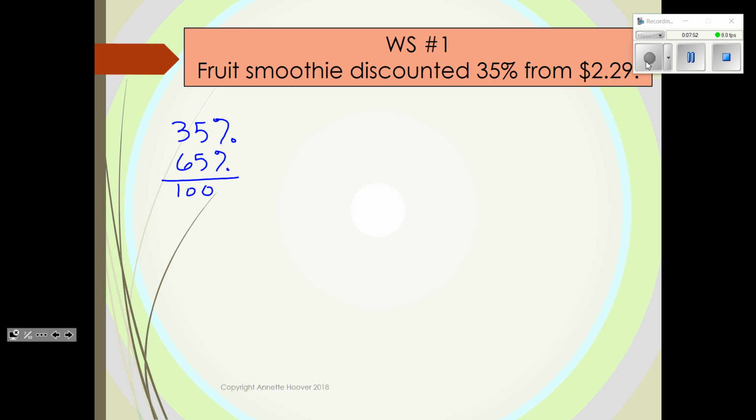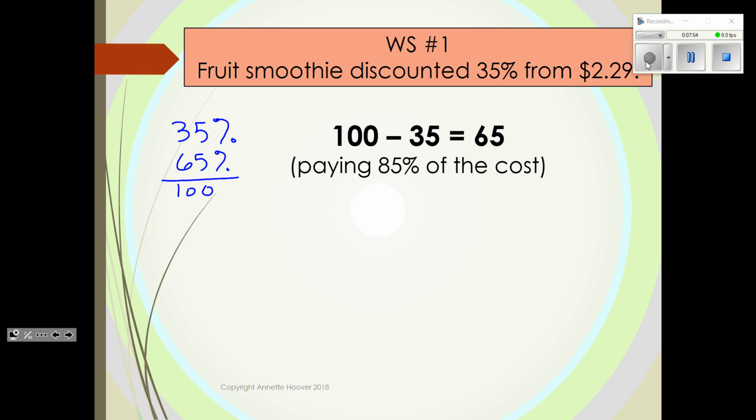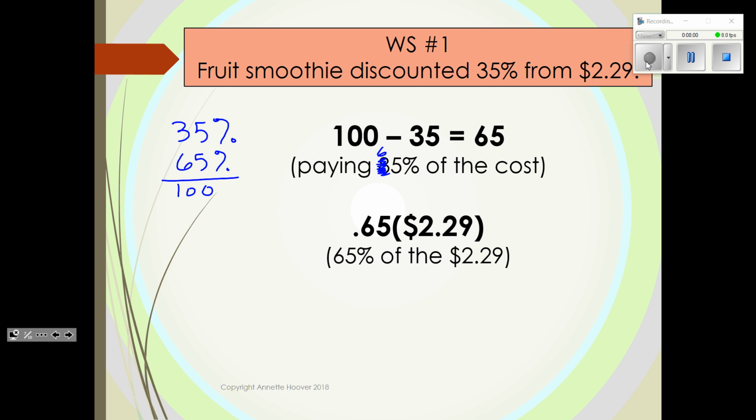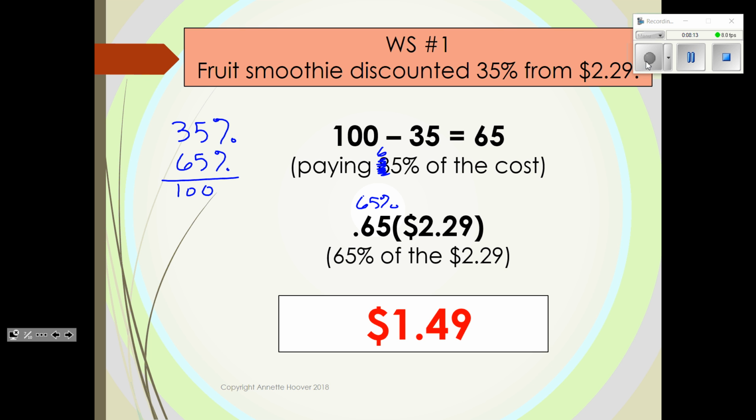So I take the $2.29 and I multiply it times, this is supposed to be a 6 right there. I'm taking the $2.29 and multiplying it times 65 hundredths because I'm paying 65% of the cost. And I find out that it is $1.49.